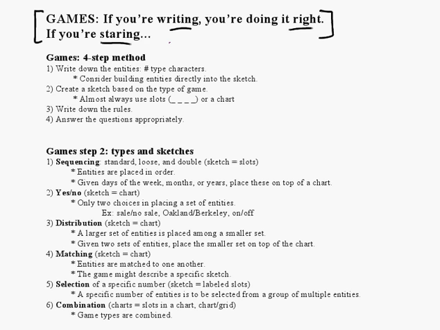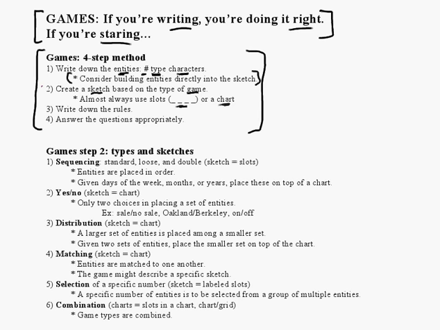All right, so let's talk about this general four-step method for games. The first thing you want to do, and this is what I did before, is write down the entities. You want to write down the number, like 5, the type, like digits, and then the characters, like 0 through 4. Sometimes you want to consider building entities directly into the sketch, and that just depends on you. Step two is to create a sketch based on the type of game, and you can almost always use slots or some kind of chart.